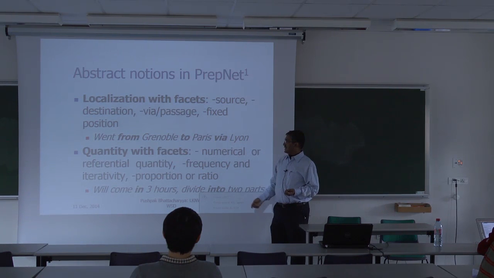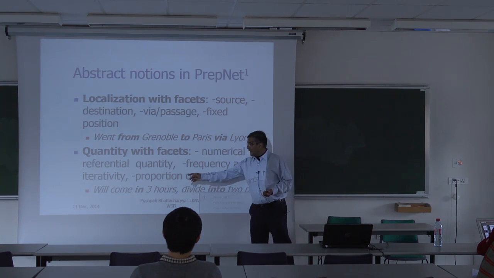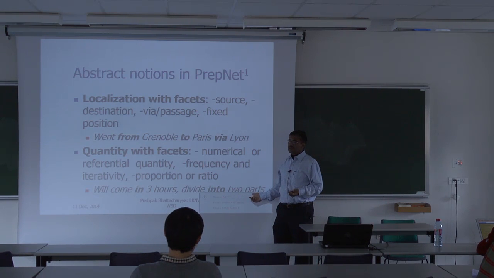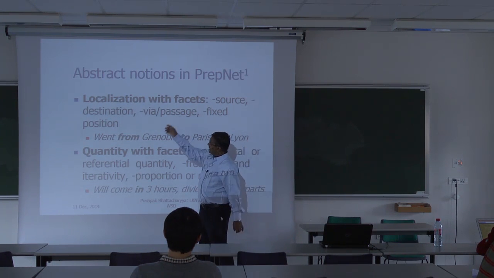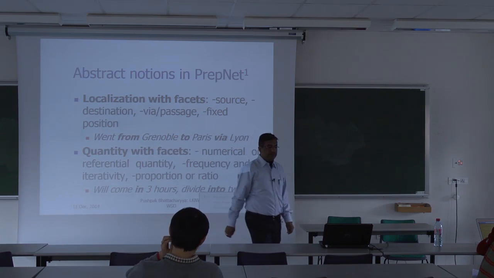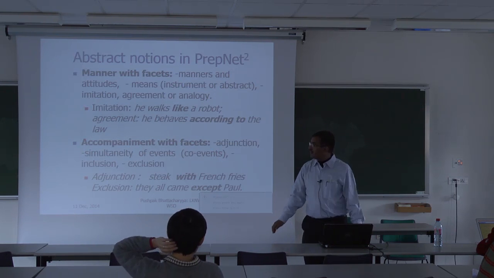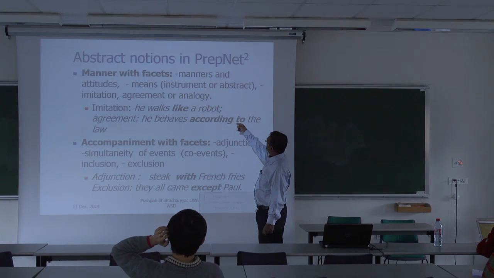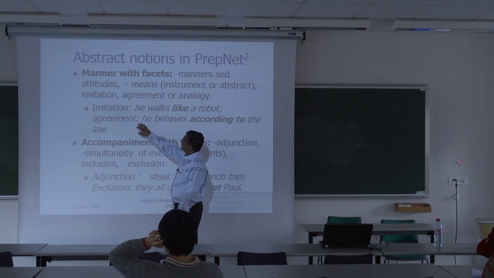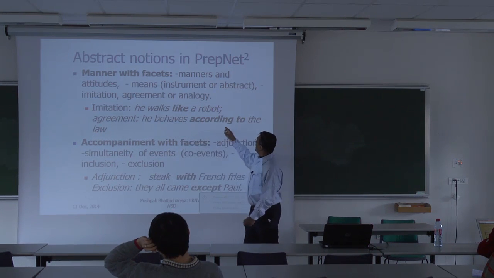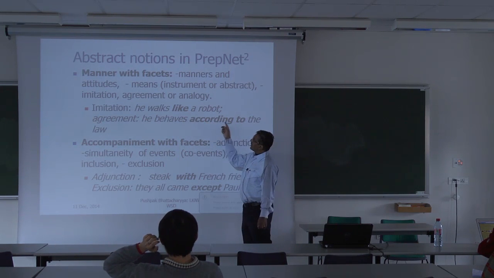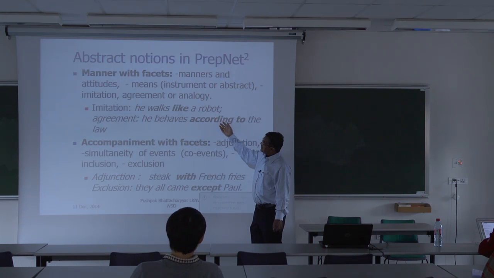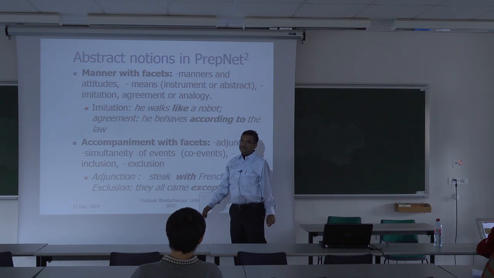Then you can have quantity with facets like numerical quantity, referential quantity, frequency, iterativity, as in: will come in 3 hours, divide into 2 parts, and so on. So, the abstract notion here is quantity. Then you can have manner, and manner also can have facets like attitude, means, imitation, agreement, analogy. For example, in the agreement facet of manner: he behaves according to the law. According to is a complex preposition, which is a manner preposition with a facet as agreement.